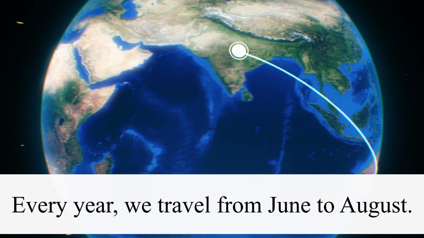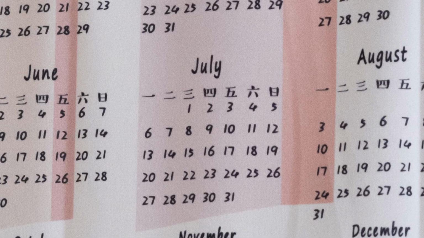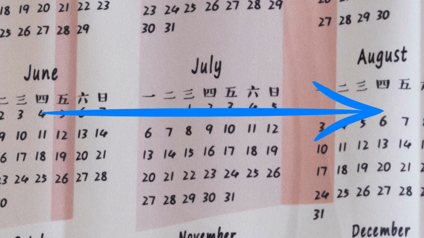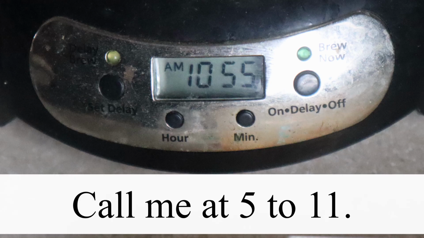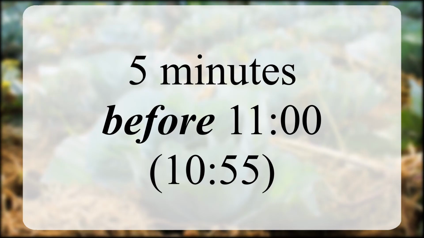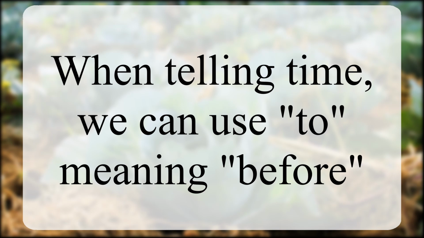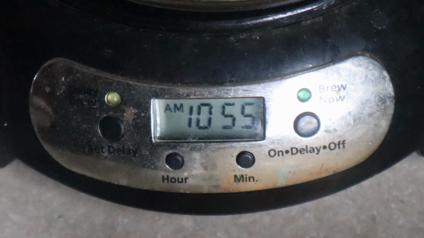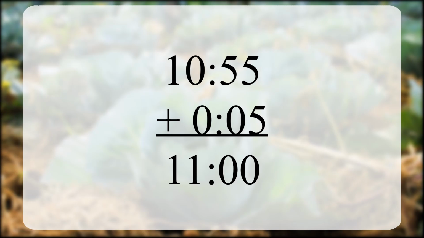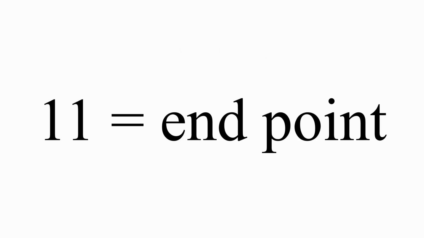Next, "every year we travel from June to August." In this sentence, August is the endpoint. It's the month when our traveling stops. "Call me at 5 to 11," which means 5 minutes before 11 o'clock, which is 10:55. When telling time, we can use the preposition to with the meaning of before. We're talking about the specific time, 10:55. If you add 5 minutes, it will be 11. As we go forward in time, we're going to 11 o'clock. That's the specific endpoint in time.